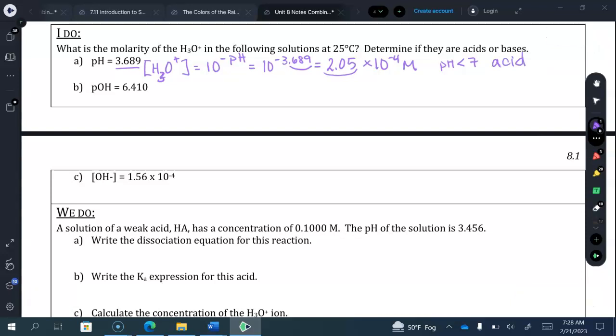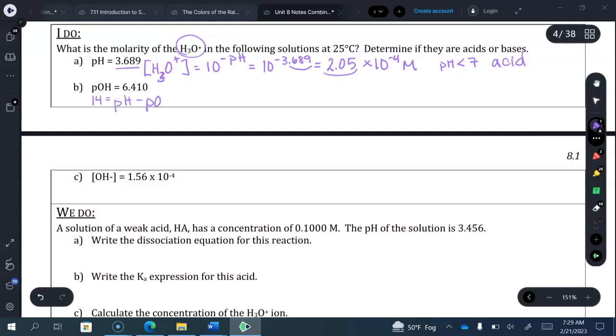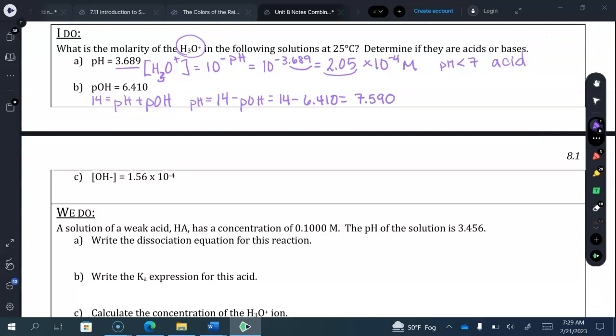Now if we have the pOH, and it wants to still know the hydronium ion concentration, we need to figure out the pH first. Looking at this, we know that 14, from the equation sheet, is equal to pH plus pOH. Solving for pH, because that's the one that's going to help us get to the hydronium ion concentration, we see that the pH is equal to 14 minus the pOH. Plugging in the pOH, you should get that the pH is equal to 7.590. Make sure you're still using all the sig figs for the pH.